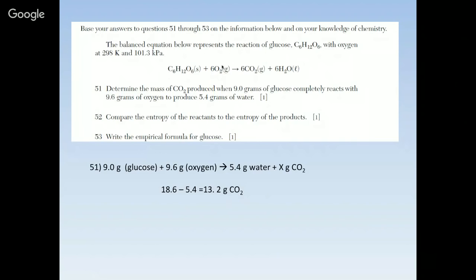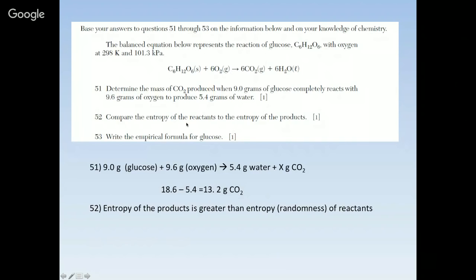Okay, the next one said compare the entropy of the reactants to the entropy of the product. Remember, entropy is randomness. So we're looking at randomness. We have a solid over here and we have a liquid over here, and these two are gases. So what happens to the randomness in this equation? Well, the entropy of the products is greater than the entropy of the reactants.